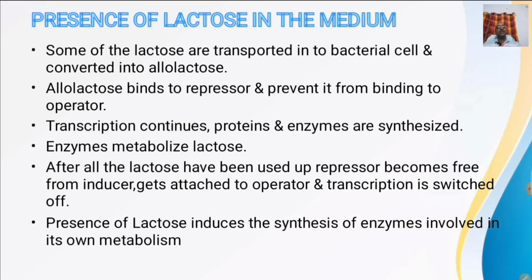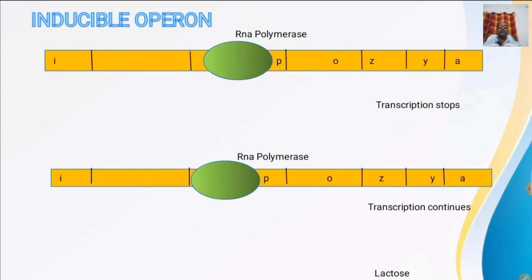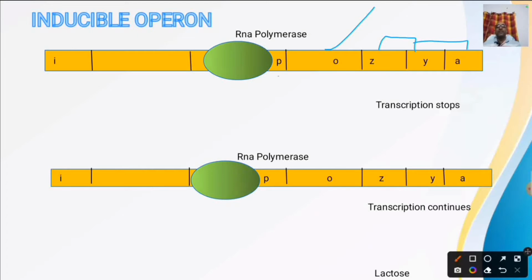We can see this in the following diagram. As you can see here, these are the structural genes, Z, Y and A. Here there is the operator region, there is the promoter region, and there is your regulator gene. Got it? Now the regulator gene, or I gene, what does it do?